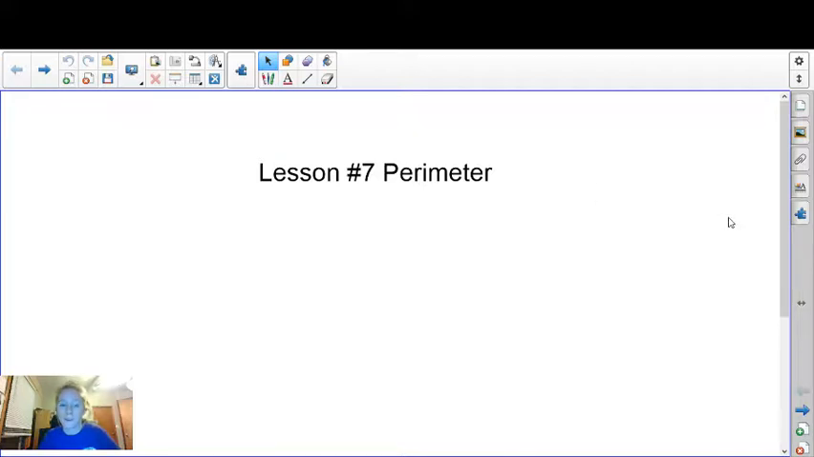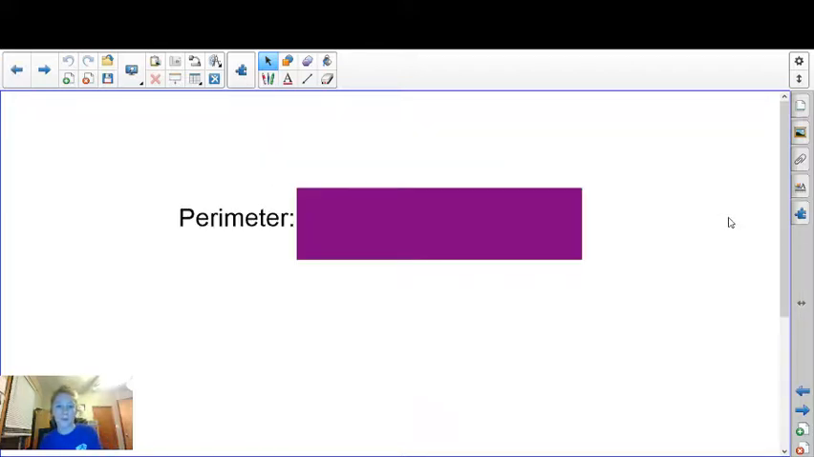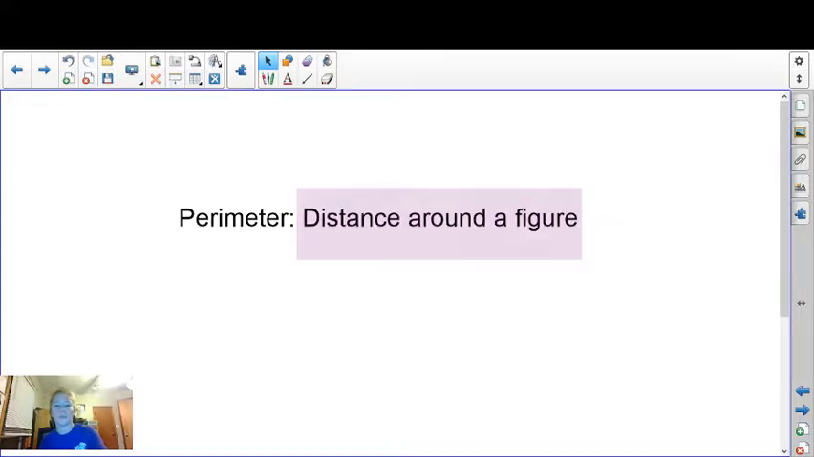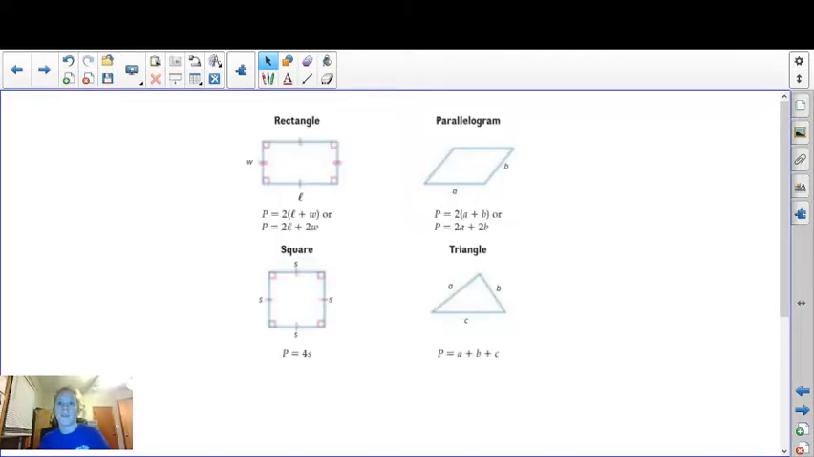All right, ladies and gentlemen, today we're going to discuss perimeter. So what does perimeter mean? Perimeter is the distance around a figure. So we have these four shapes that we're going to discuss. I know the pictures aren't the easiest to see, but you can see it okay. So remember, pause video, write all this down.